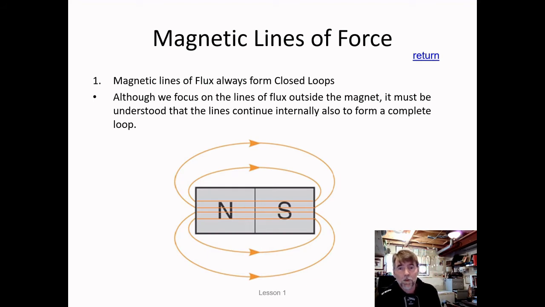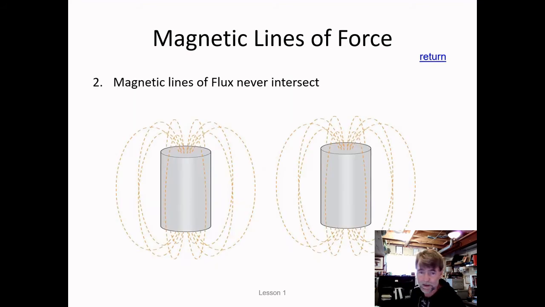Magnetic lines of flux always form closed loops. So here's a very simple picture. We have 4 lines of flux. Very often we will only draw the lines of flux outside the magnet, but don't forget the fact that those lines actually go through the bar magnet internally as well. Notice there are some arrows on that, so we'll get to that in a couple of slides, but every single line of flux is a complete loop. That's characteristic number 1. Characteristic number 2, they never intersect.